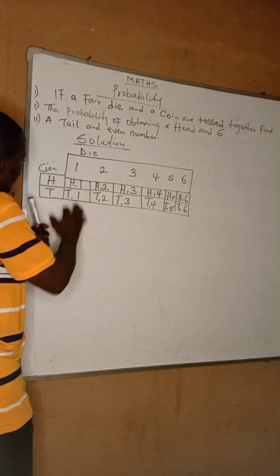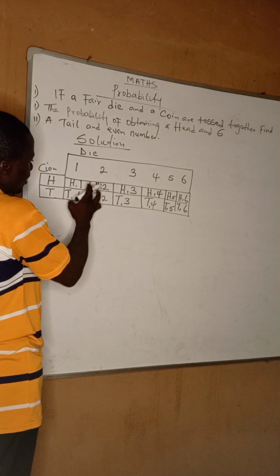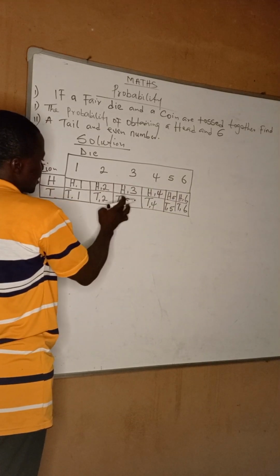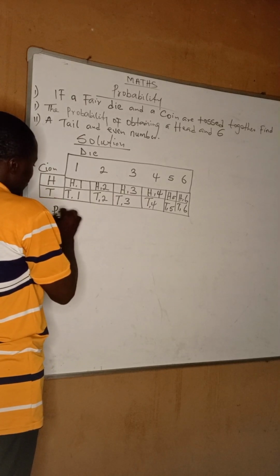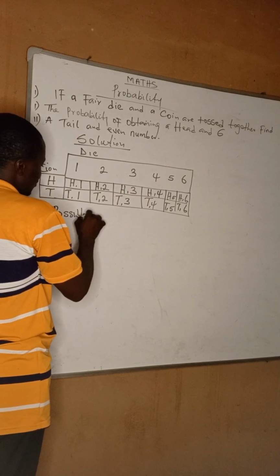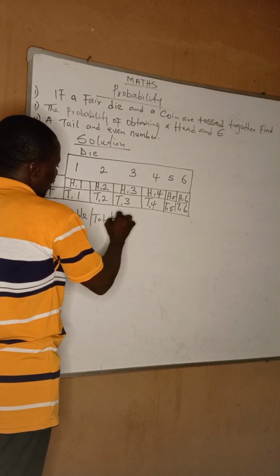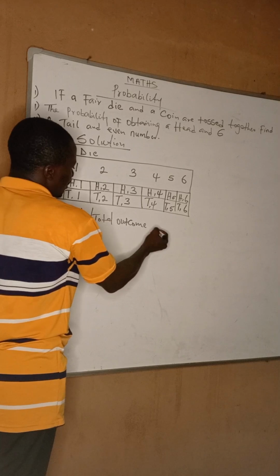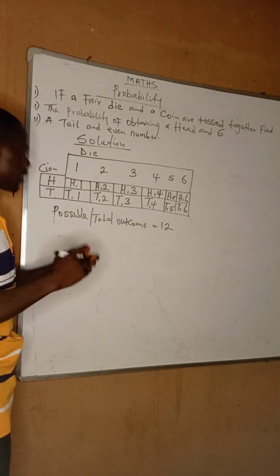Now, for us to write it out, we are going to write the possible outcomes. Counting them: 1, 2, 3, 4, 5, 6, 7, 8, 9, 10, 11, 12. So the possible, or total, outcome is equal to 12. These are just the possible outcomes. Now let's go to the question.